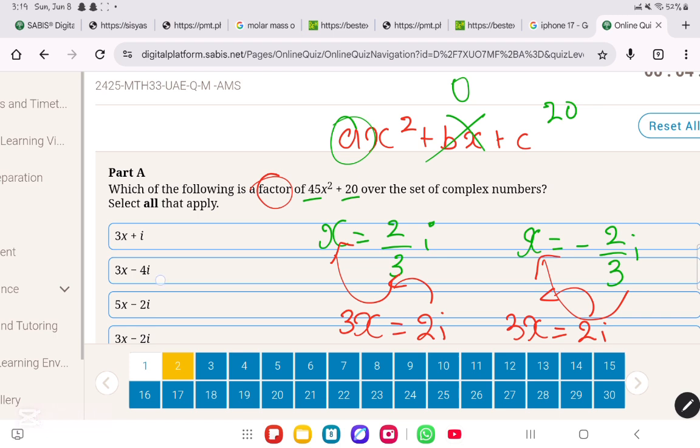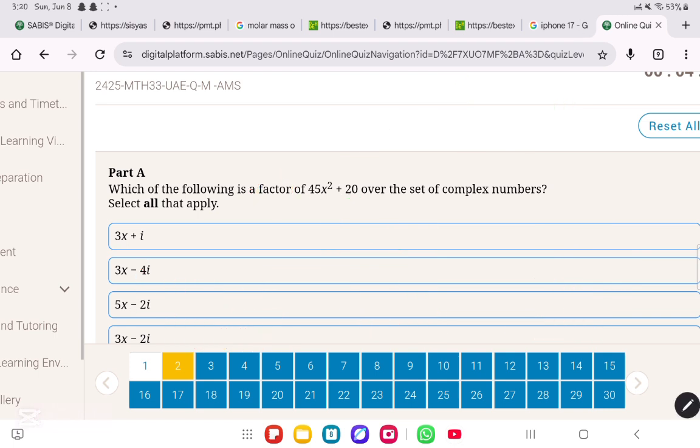So now you will get what? You will get that 3x minus 2i is one factor, and here it's minus 2i, don't forget about this. And another factor is 3x plus 2i. So we found the first factor, 3x minus 2i, and the second factor, 3x plus 2i.